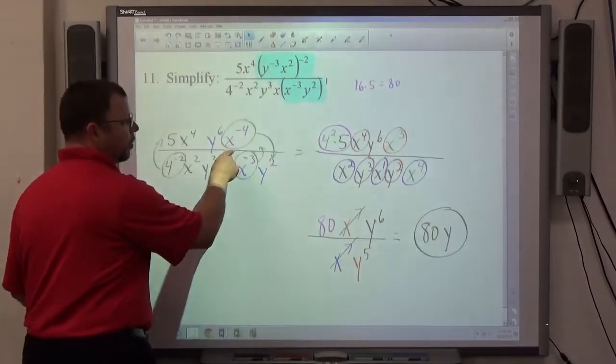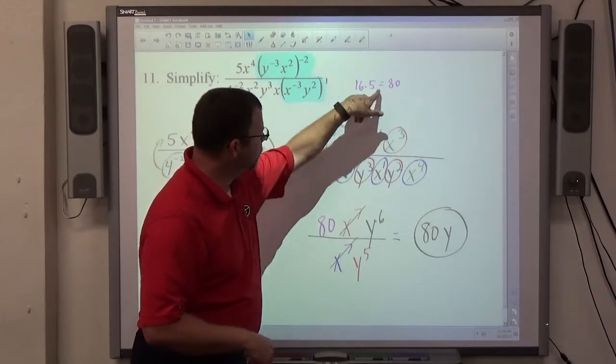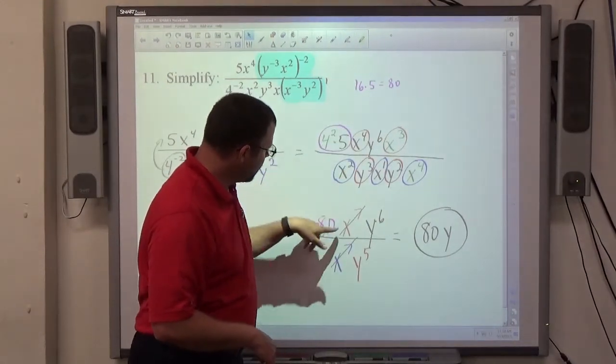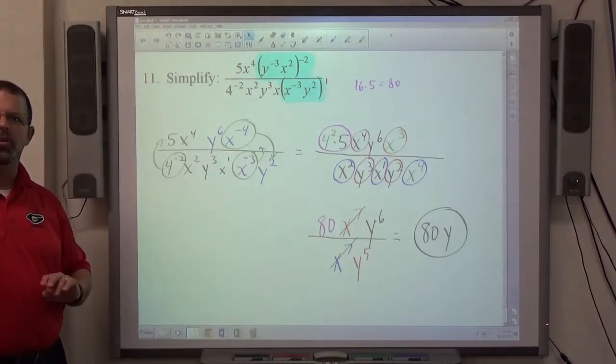Multiplication of single-digit numbers, move some negatives around. Addition of single-digit numbers plus a pretty decent size multiplication, but it's not difficult. And then subtraction of single-digit numbers. So the math involved in this problem is not difficult. Do it in the right order.